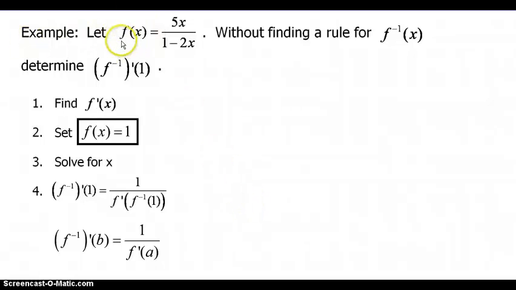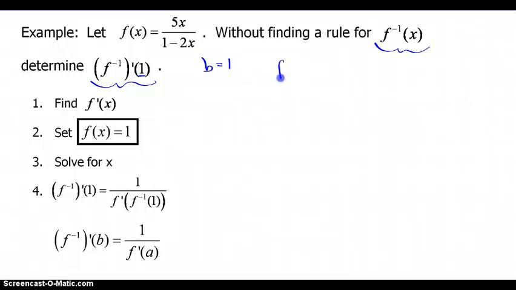So here's an example. Given the function f of x, without actually analytically finding f inverse, they want us to determine f inverse prime at x equal 1. Now this gives me some information. This tells me b equals 1.